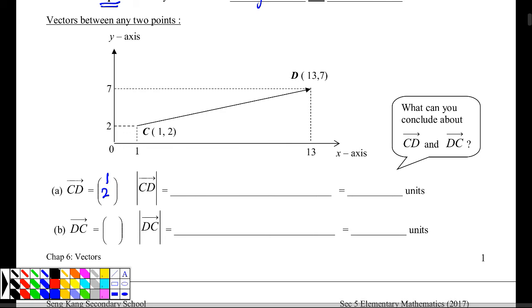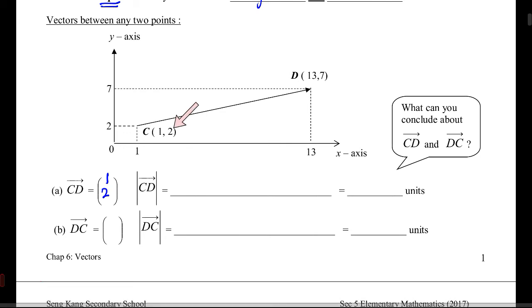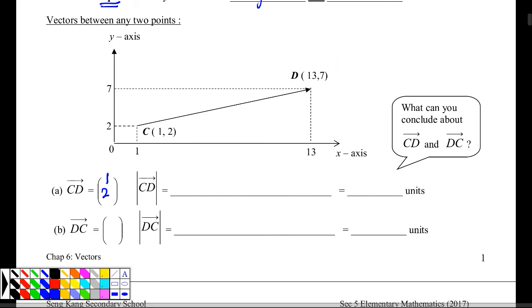Because I look at this number, this is 1, 2. Can I say CD is 1, 2? Or can I say CD is 13, 7? No. So you must imagine that Khalis is standing at C and Khalis wants to walk to D. But I cannot say you walk slant up. Cannot. You must give them specific instruction.